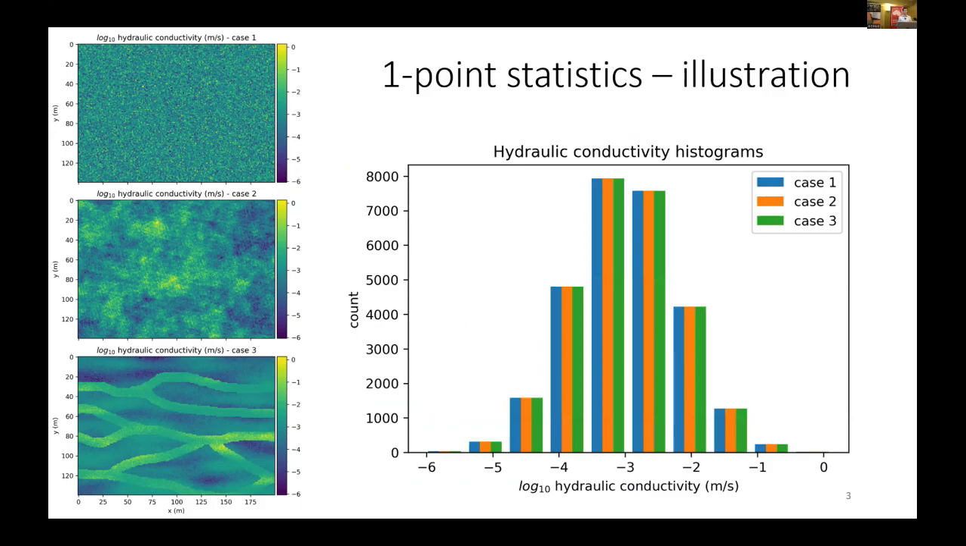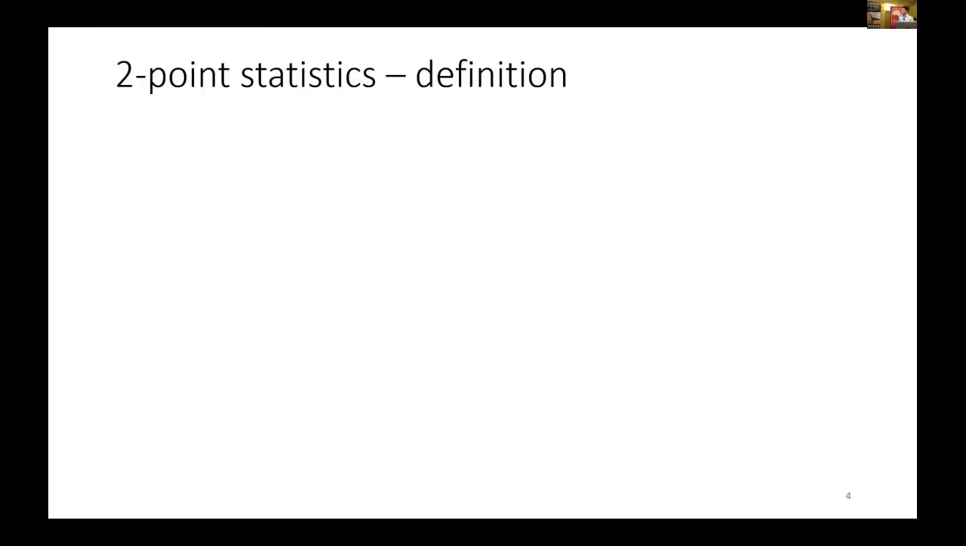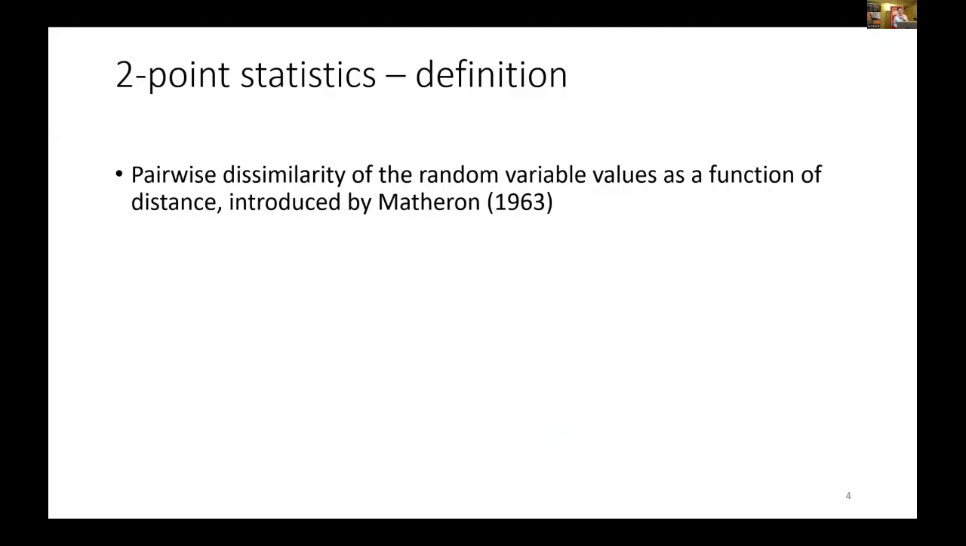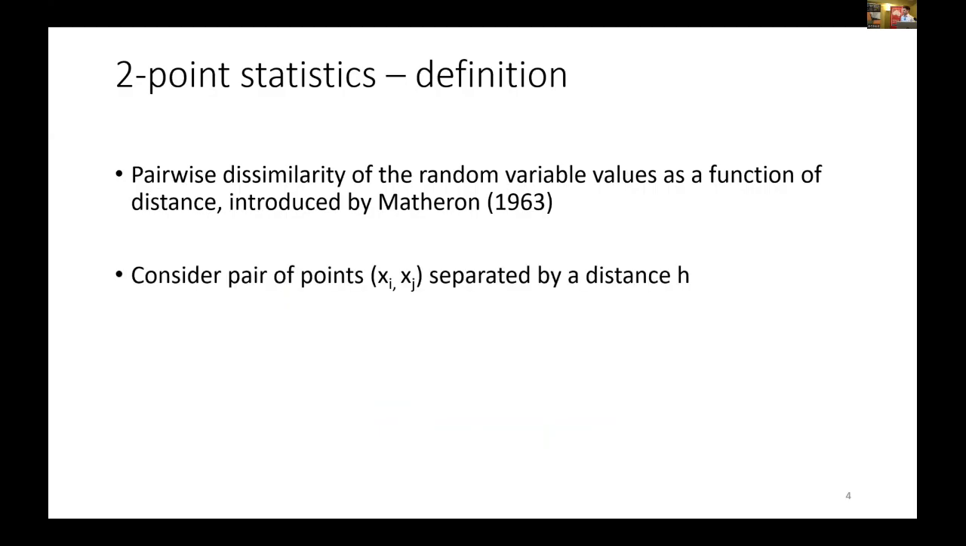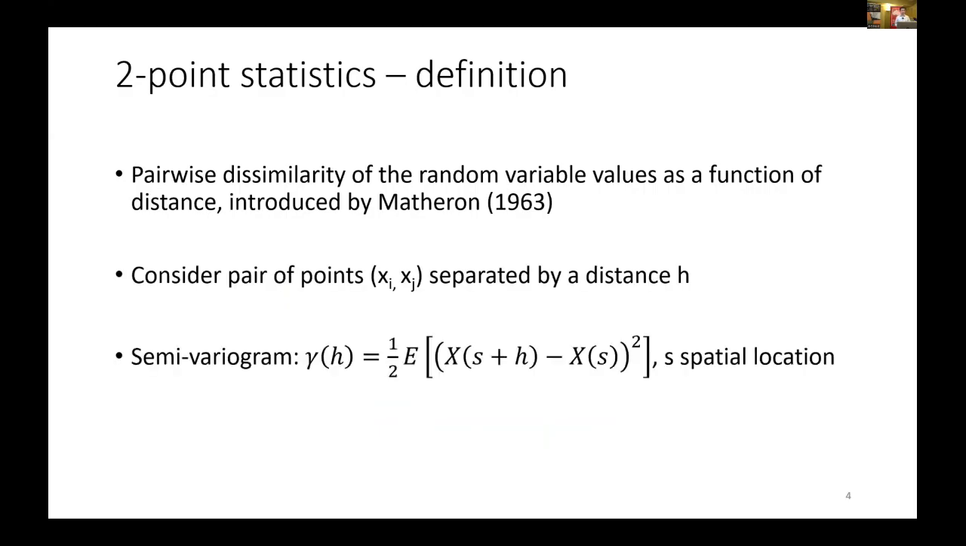So 1-point statistics give you some information about your properties, but they are completely unable to characterize the structure of the medium. So what happens if we try to consider 2-point statistics? Typically, with 2-point statistics, we are looking at the pairwise dissimilarity of the property as we increase the distance between these 2 points. Okay, so we can build what is called a semi-variogram to look at that, and it can be linked with a correlation.